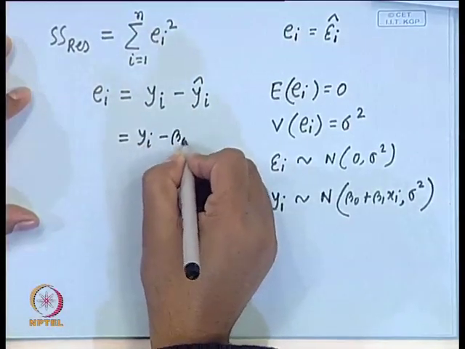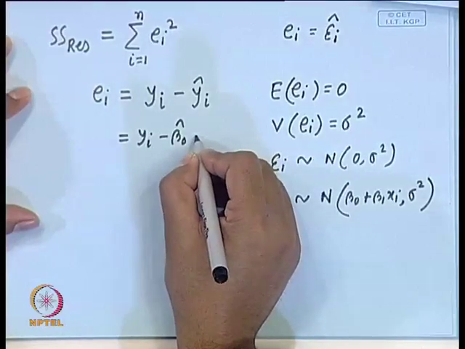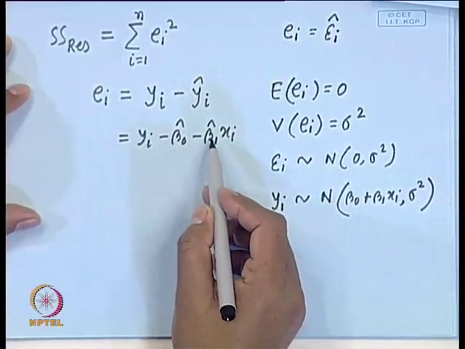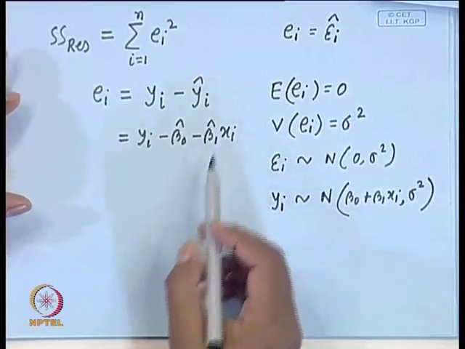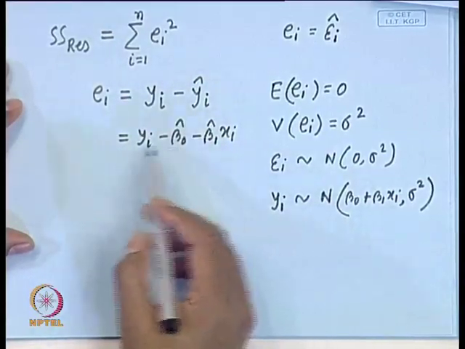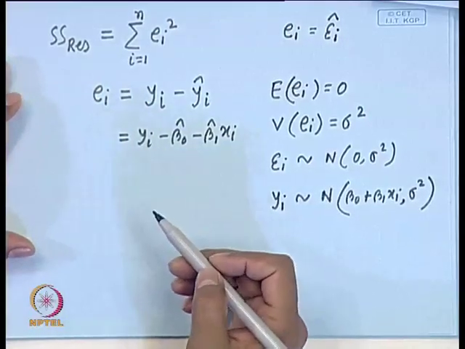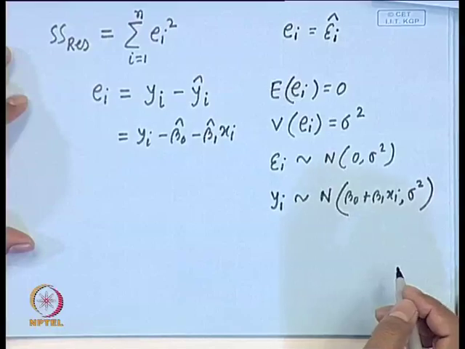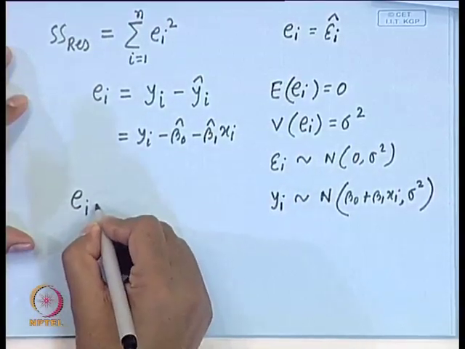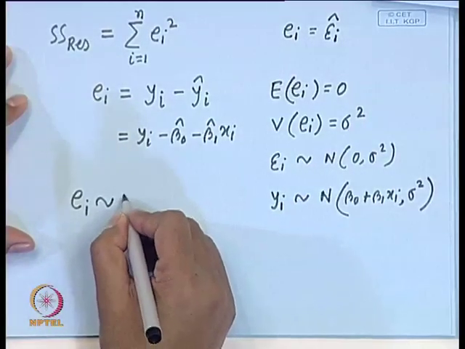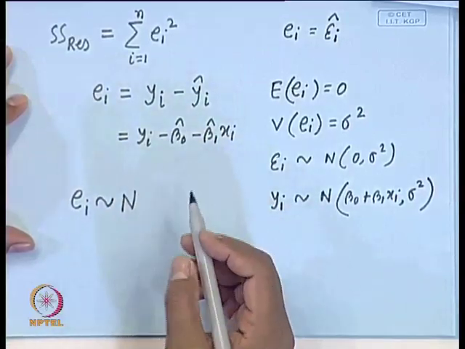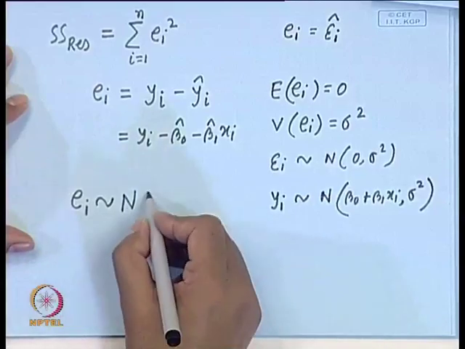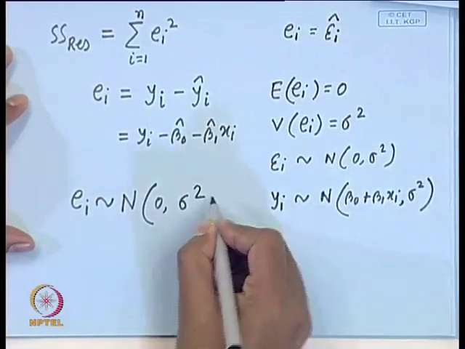This yi hat is nothing but beta naught hat plus beta 1 hat xi. And we proved that beta 1 hat is a linear combination of the observations, and also beta naught hat is a linear combination of the observations. So, the whole thing, this EI is a linear combination of the observations, which implies that EI follows normal, because EI is a linear combination of normal variables, and the linear combination of normal variables is also normal. So, that is why EI follows normal with mean 0 and the variance is equal to sigma square.